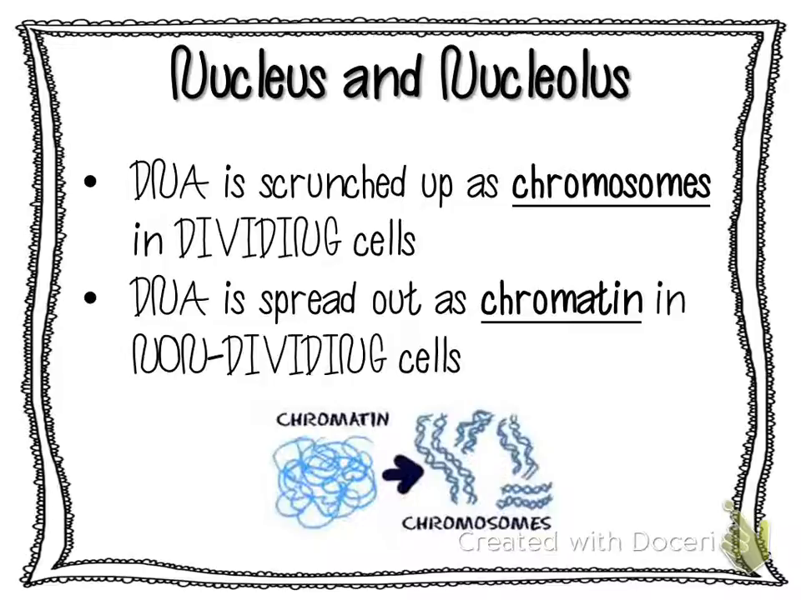DNA actually has two different forms. It can either be in the form of a chromosome. If you look down here, you can see the chromosomes look way more organized, and that is only going to be in dividing cells. Or it can be in the form of chromatin.